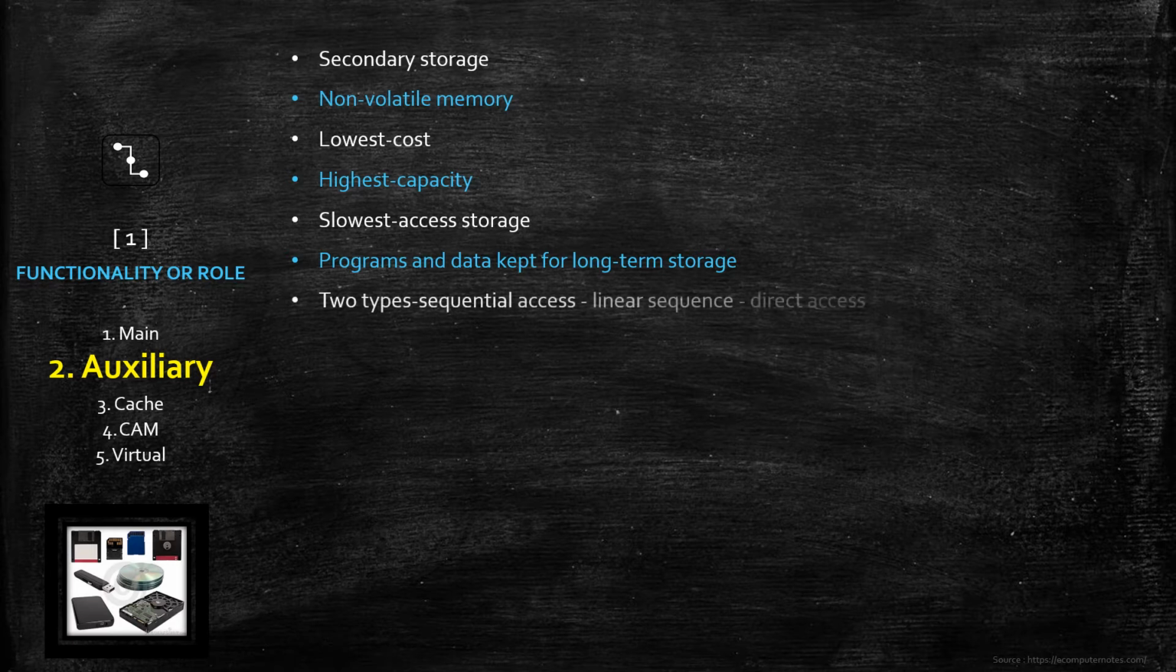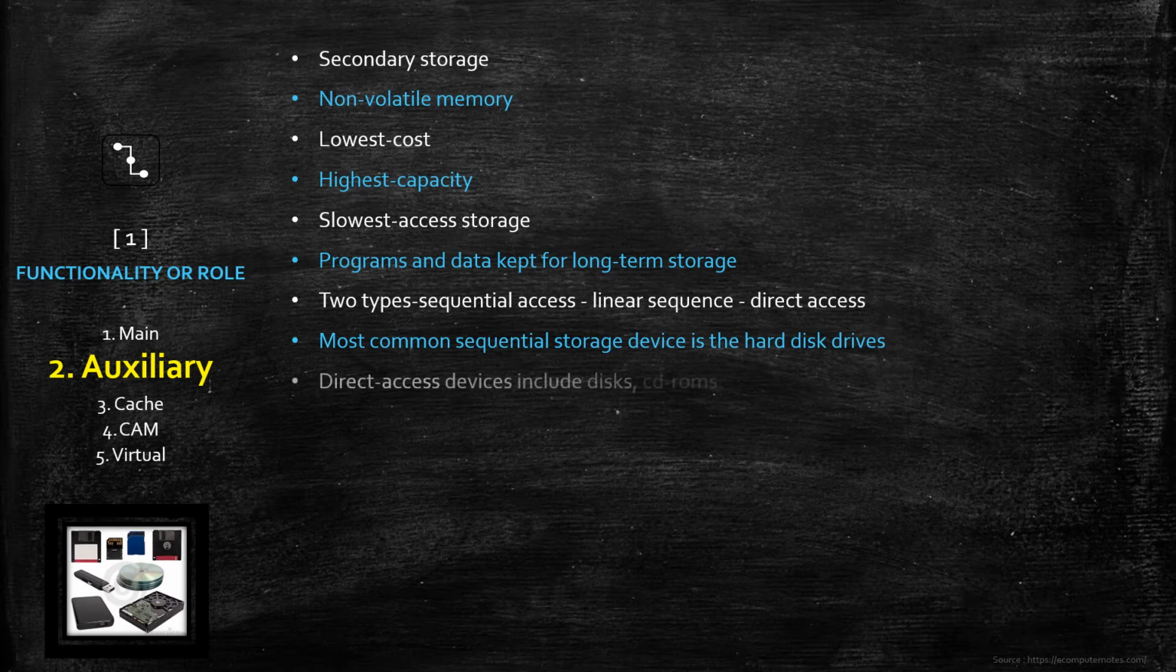And this type of memory, the auxiliary memory, normally occurs in two types: sequential access and direct access. Sequential access is also called linear access. So it can be either sequential access devices or direct access devices. What are the different examples? Let's see some examples. The most common sequential storage device is your hard disk drive, whereas direct access devices may include rotating drums, disks, CD-ROMs and DVD-ROMs.